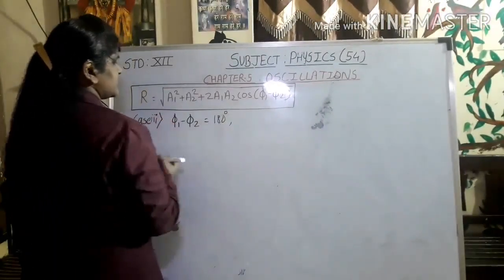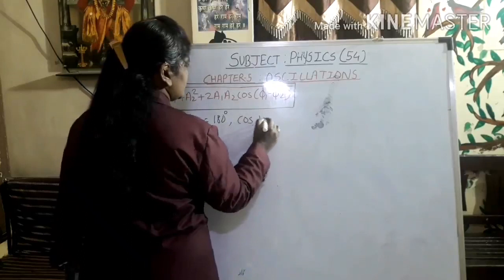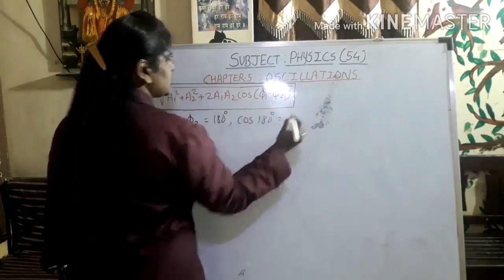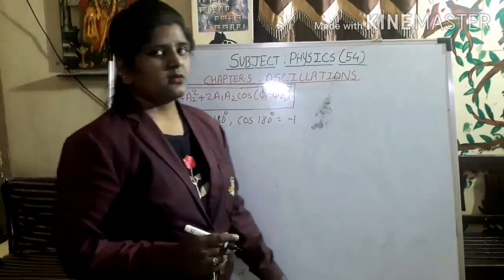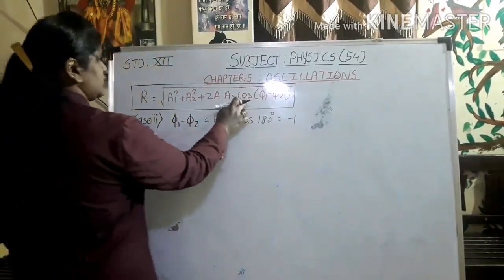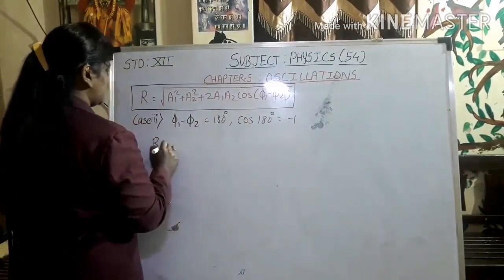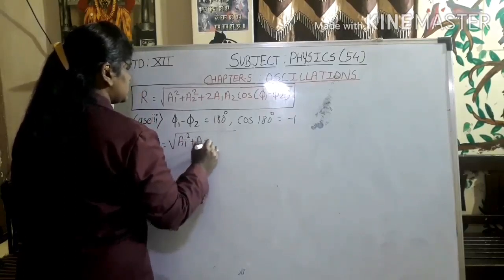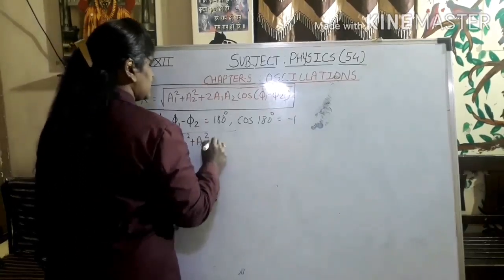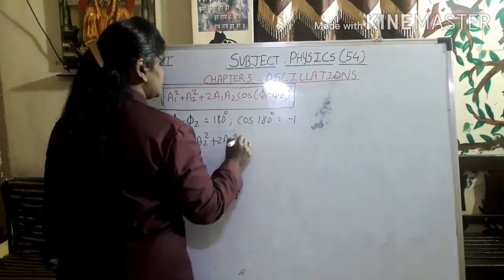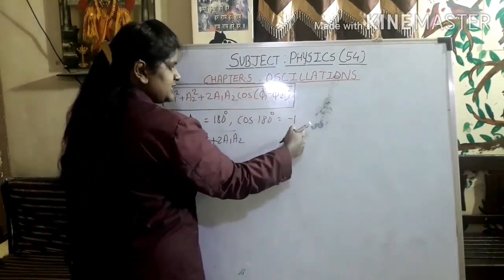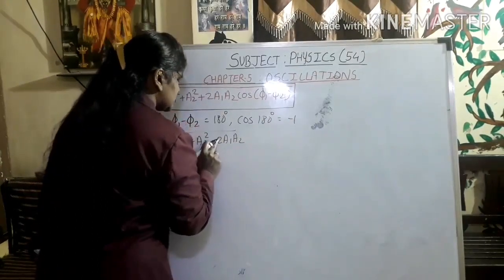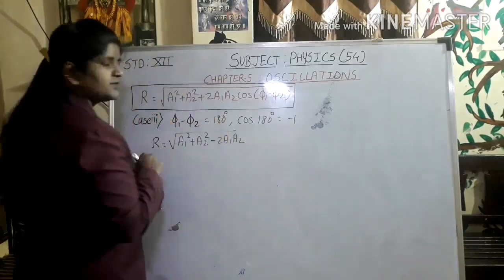180 degree. So what is cos of 180 degree? It is minus 1. Okay. So we are going to put this value over here. We will get r is equal to a1 square plus a2 square plus twice a1 a2. Cos of 180 degree is minus 1. So this becomes minus. Right.